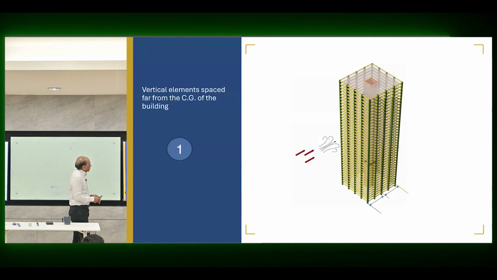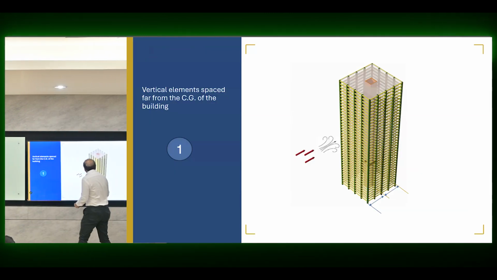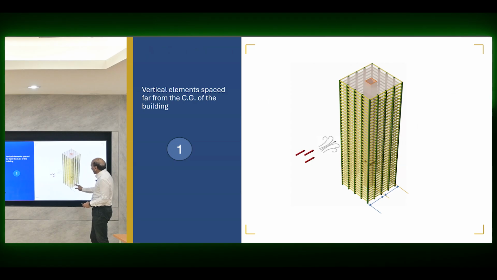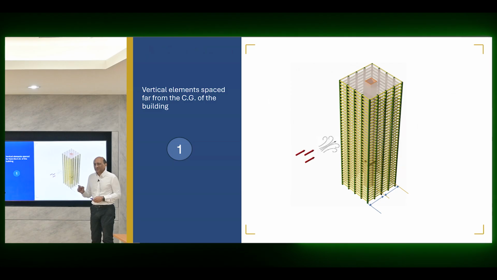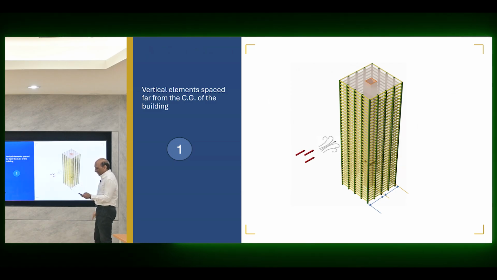Okay, let's go forward. So this is the simple one. If there's a lateral load coming, this is the center of the building. The lateral load component should be as far from the center as possible. It's logical, but simple. Like I said, it's common sense, but to apply it is not that easy. So you must look at these as the primary.